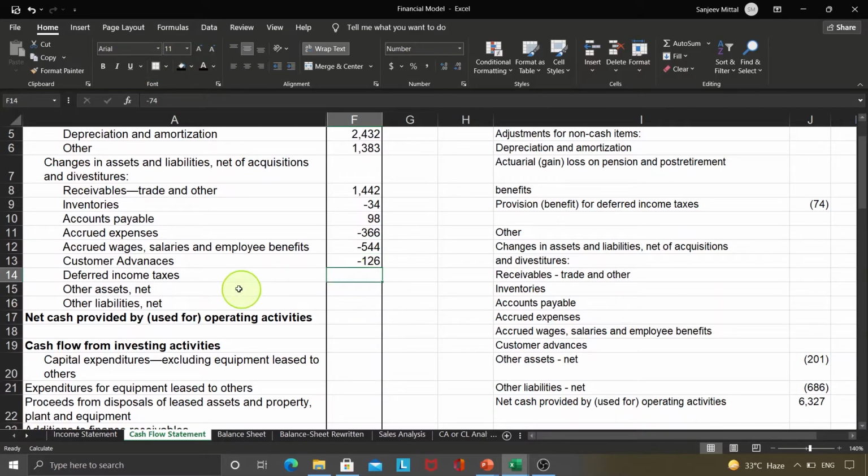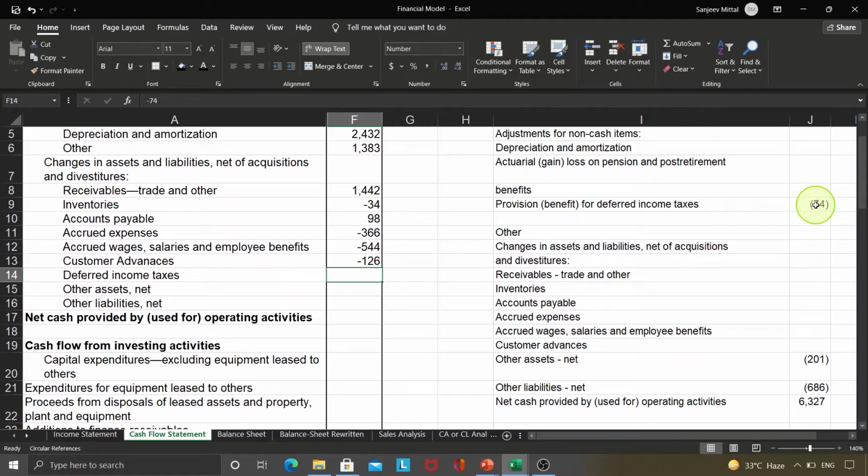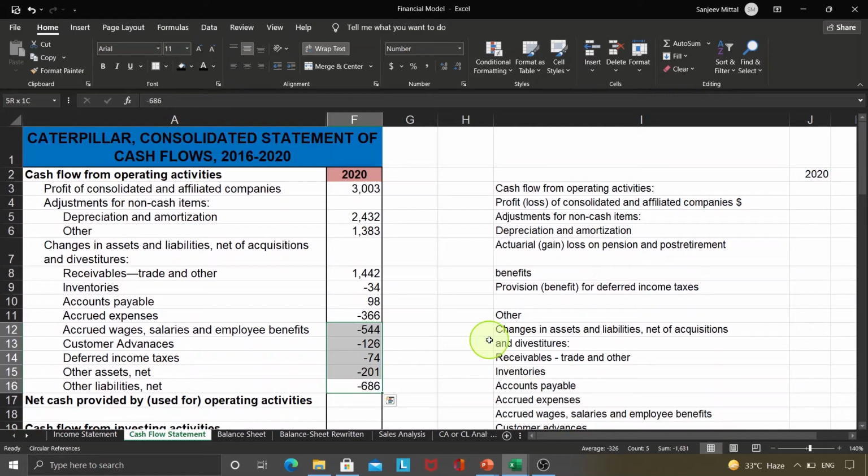And after that, there is one item of deferred income taxes, which is here. You can see provision for deferred income taxes here, and which is 74 negative. So I have used this 74 of provision for deferred income taxes here. Now, once I have done that, you can see there is an other assets of 201 negative. The other assets of 201 negative have been fed here. And after that, there is an other liability of 686, and inside that other liability, I have provided the other liability of 686 here.